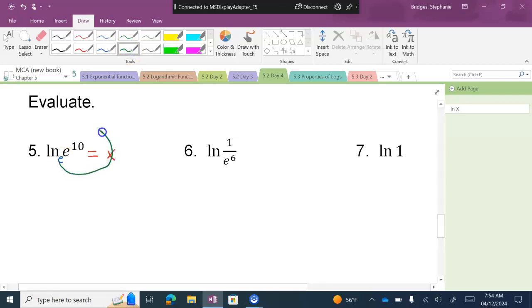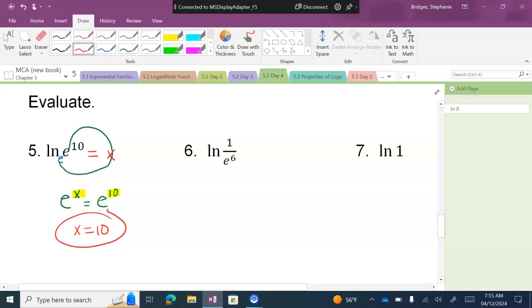E to the x power is going to equal e to the 10th power. Do I have the same base on both sides? Yeah, so when we have the same base, we drop the base and set the exponents equal. So what is x going to equal here? 10.